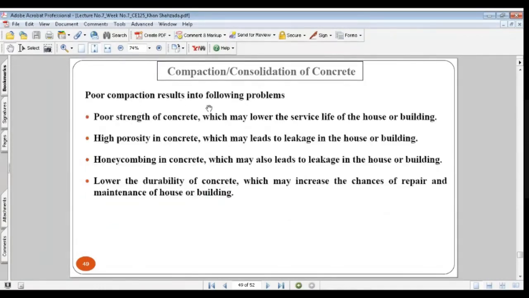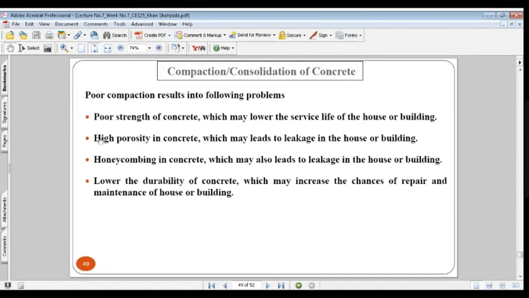Now, poor compaction results in the following problems. If you are not getting proper compaction, what will be the consequences? Number one, poor strength of the concrete. You will get poor strength of the concrete, which may lower the service life of the house or building. If you are getting lower strength of the concrete, what will happen? The service life or the design period of the structure, house or building will be lower. The lifetime will decrease.